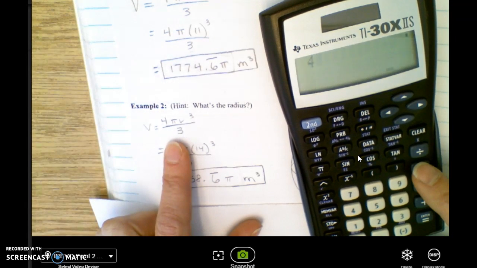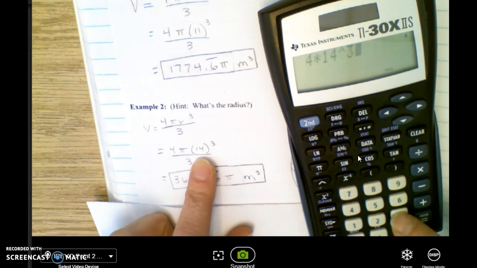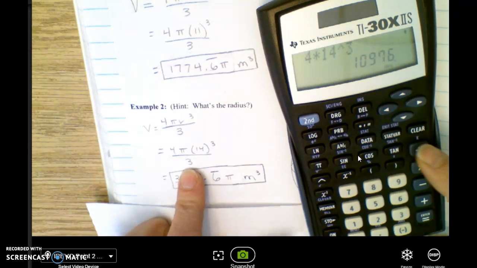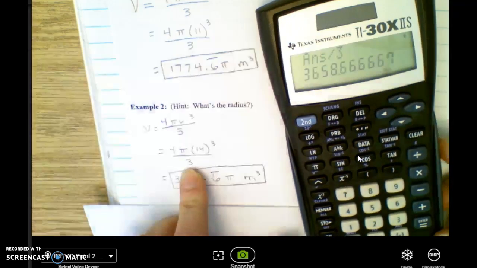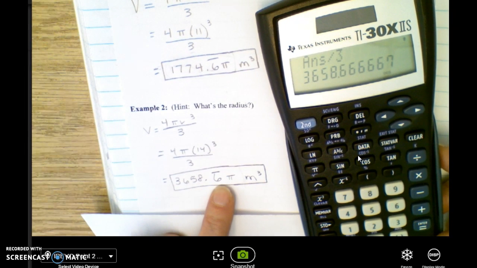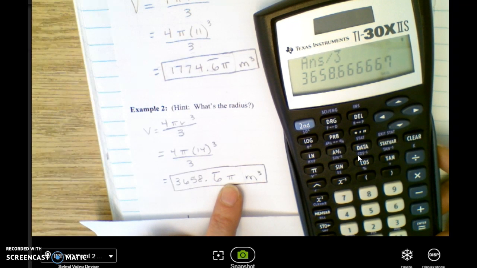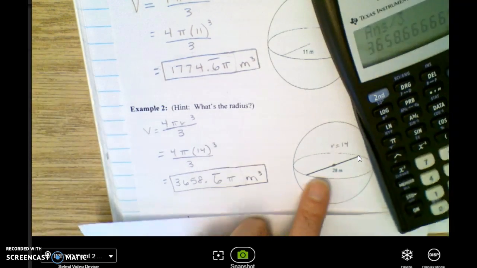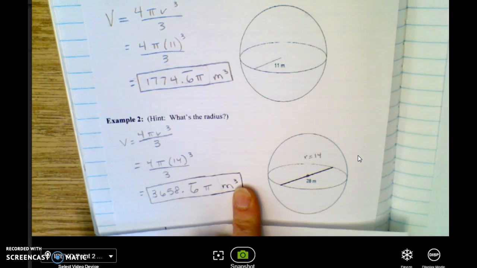Again, we're going to skip over pi. We're just going to take 4, and we're going to times by 14, the radius, to the 3rd power. Again, we have a large value, but we're not done yet. We still have to divide that whole thing by 3. And again, we get another repeating decimal, 3,658.6 repeating, so use your repeater bar. Don't forget pi is in your answer because we're leaving our answer in terms of pi. But again, we have meters cubed when we talk about volume.